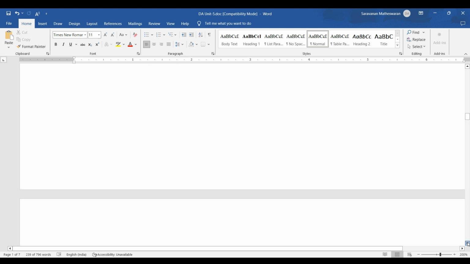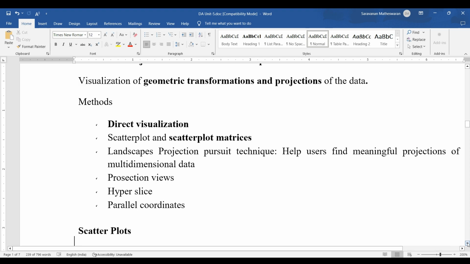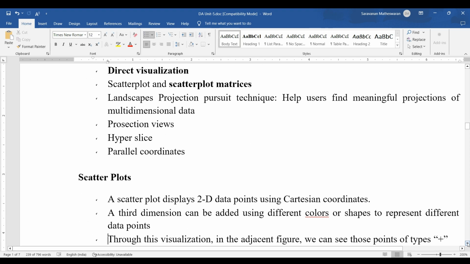Next comes the icon-based technique. The geometric projection visualization techniques are the visualization of the geometric transformation and projection of the data. The methods are scatter plot and scatter plot matrix, landscape projection method, and for multi-dimensional data, projection pursuit, hyperslice, and parallel coordinates. The scatter plot displays 2D data points using Cartesian coordinates. A third dimension can also be added using different colors and shapes to represent different data points.